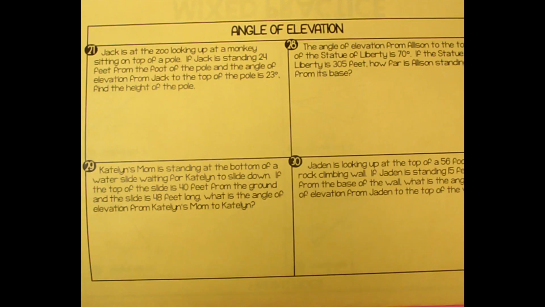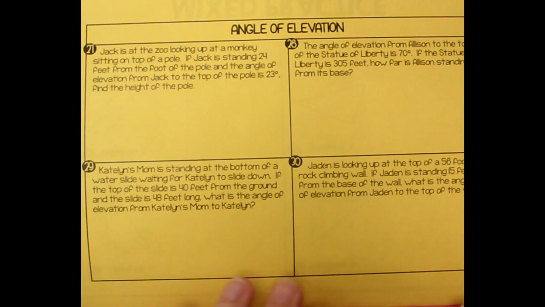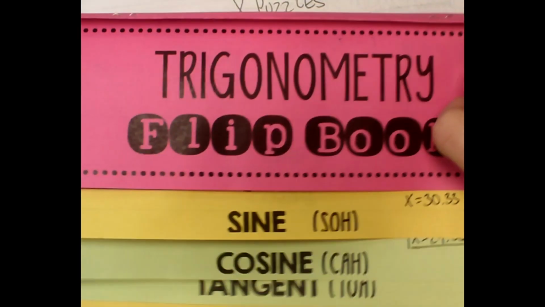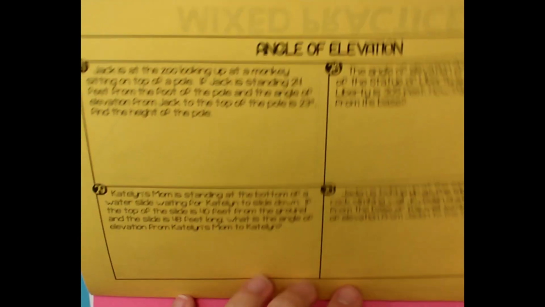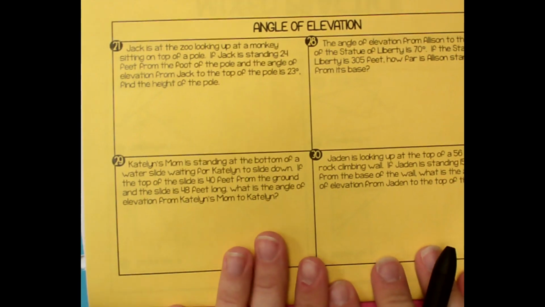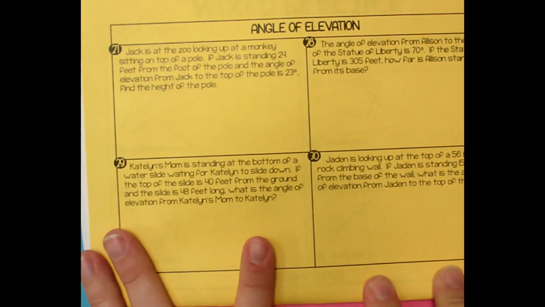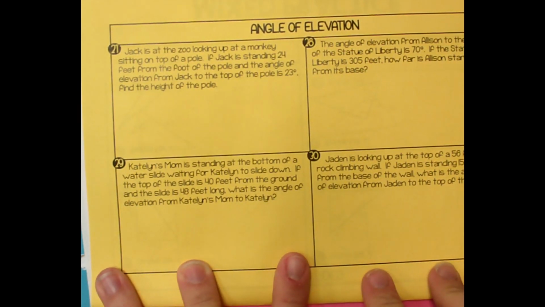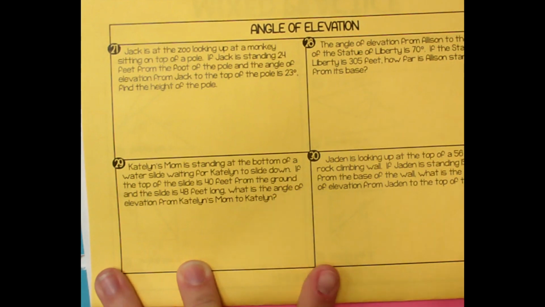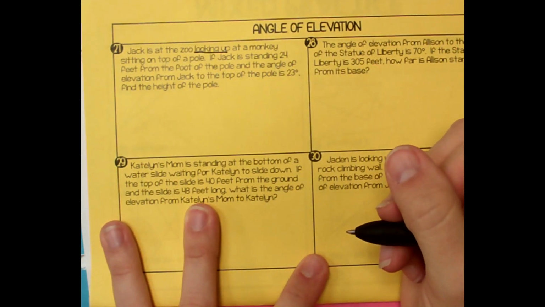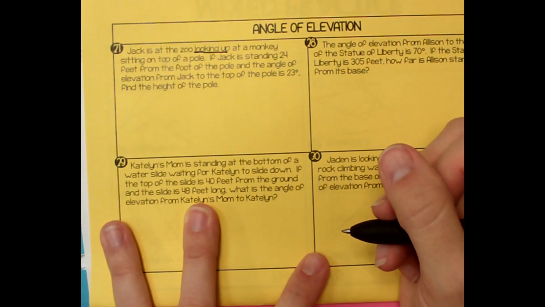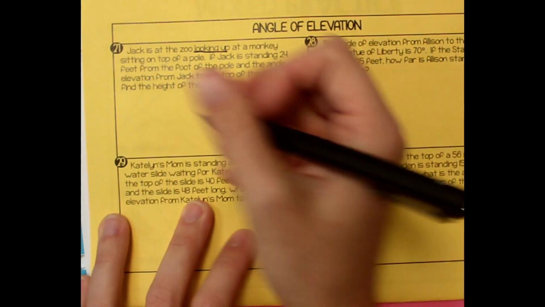Okay. So we went over what the angle of elevation and depression is, but now let's work out some problems. So turn in your flip book to the applications practice, at the very bottom, and we're going to do one or two of each type. So looking at number 27, it says, Jack is at the zoo looking up at a monkey sitting at the top of a pole. So keyword there is looking up. If Jack is standing 24 feet from the foot of the pole and the angle of elevation from Jack to the top of the pole is 23 degrees, find the height of the pole.